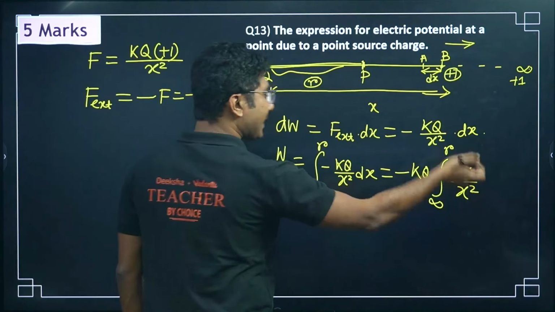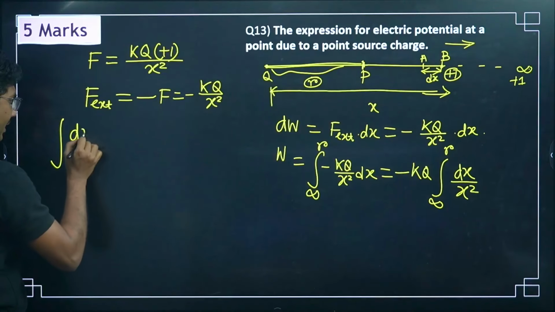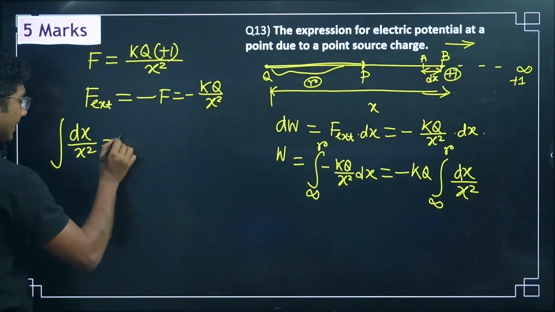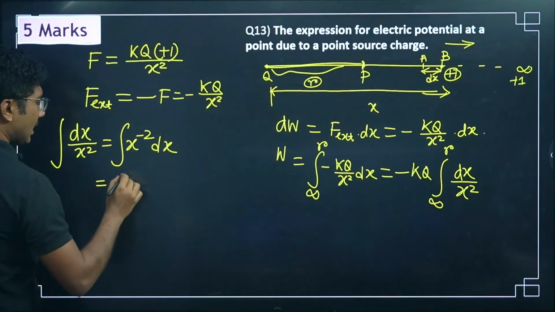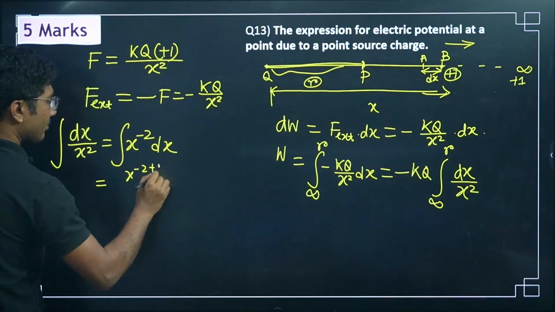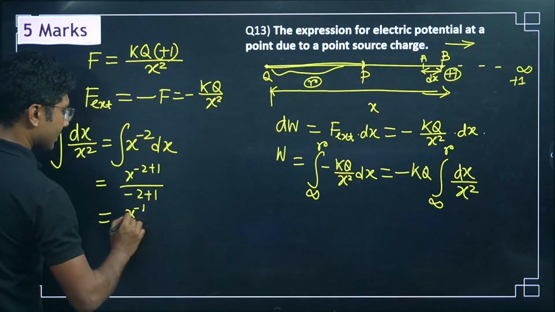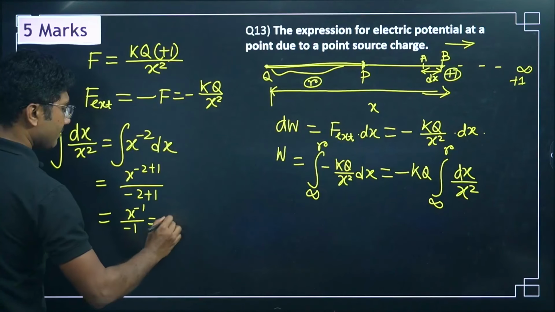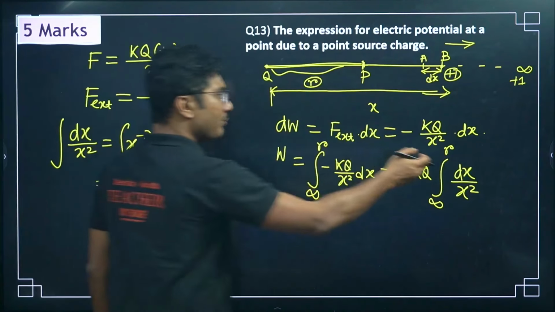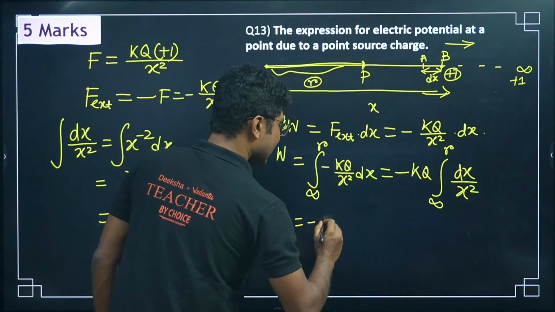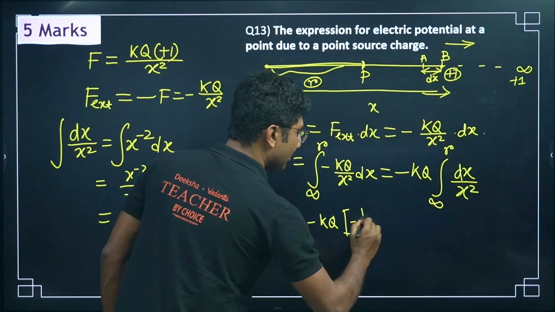Now integration dx by x square, I hope you have all done. If you don't remember, I am just here to remind you as well. dx by x square can be written as x to the power of minus 2 dx. So that means it will be x to the power of minus 2 plus 1 divided by minus 2 plus 1. So that is basically x to the power of minus 1 by minus 1, or it is minus 1 by x. Okay, so integral of dx by x square is minus 1 by x. We will put that over here. So it will be minus kq. Integration is done. So it is minus 1 by x.